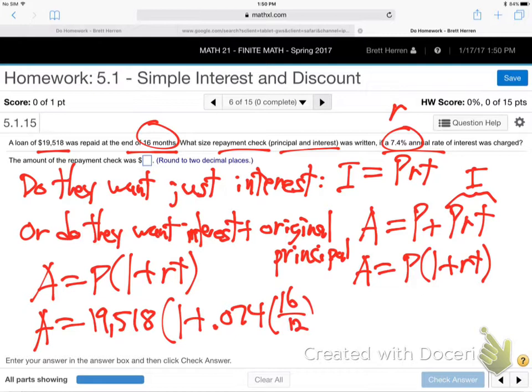Remember, that's in terms of years, always. Time's always in terms of years because the interest is in terms of years, right? 7.4% annual rate. That means per year. That's why our time has to be in years as well, to make the formula consistent. Is everybody seeing what I did then? 1 plus RT. Here's the R. Here's the T. So you can just hit the buttons on the calculator.